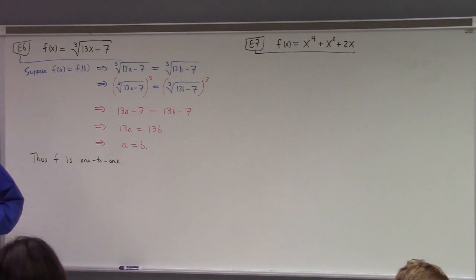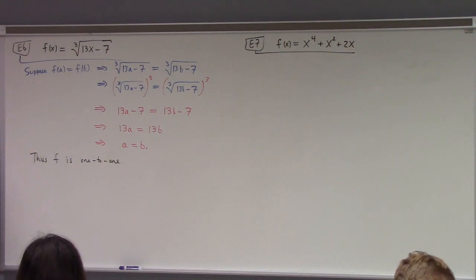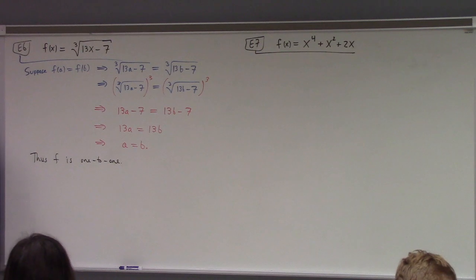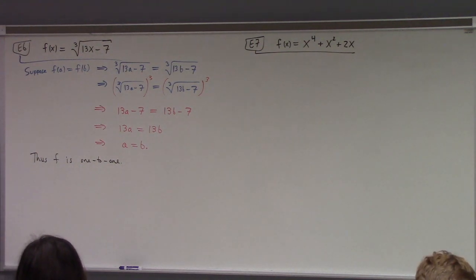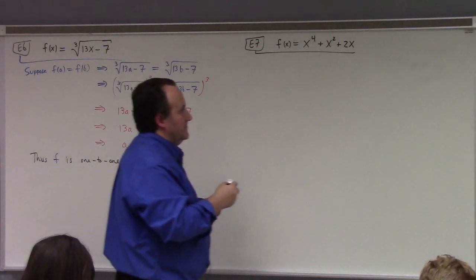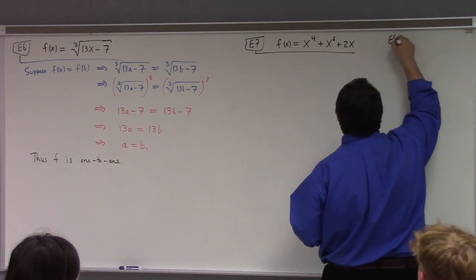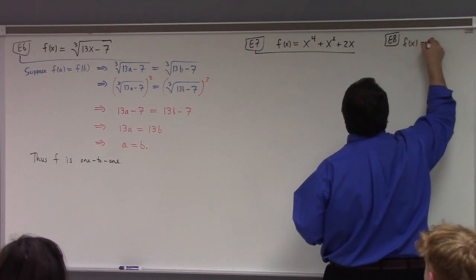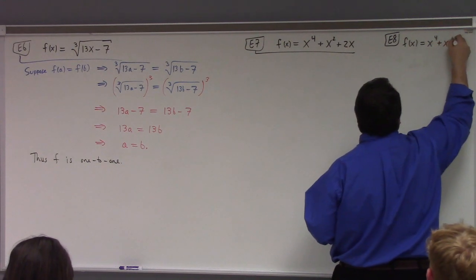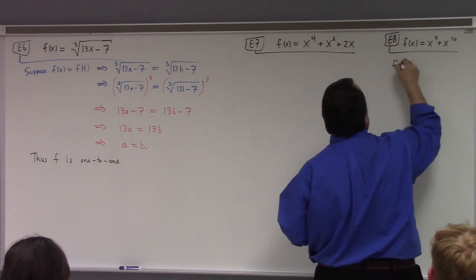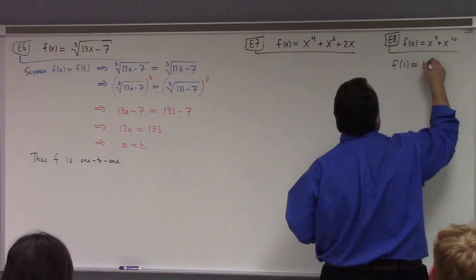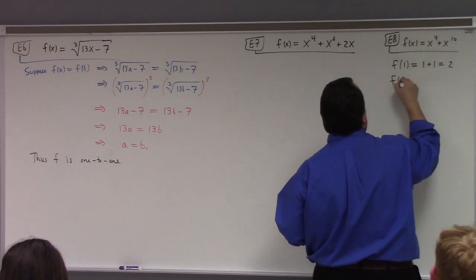See, if I didn't have that 2x there, it'd be even, you know? And I know that an even function is not one-to-one. Because, by the way, to prove something's not one-to-one, all you have to do is find one counterexample. All right? If I can find two inputs that give me the same output, then I've shown it's not one-to-one. Yeah? So like, example 8, if I had f of x is equal to x to the 4th plus x to the 10th, I could see that that's not one-to-one, because if I look at f of 1, I get 1 plus 1, which is 2, right? And if I look at f of minus 1, what do I get?